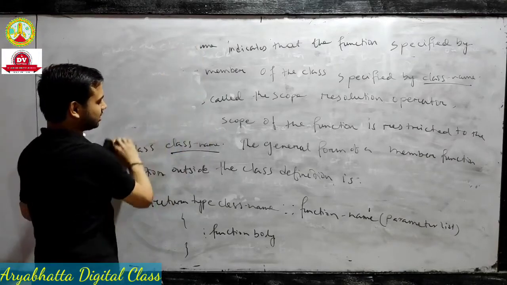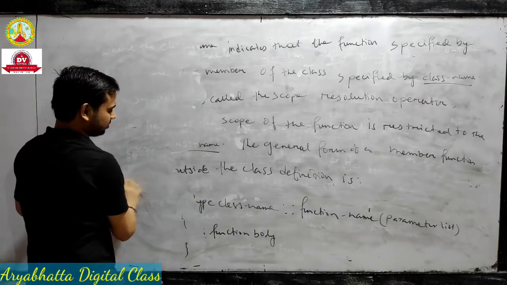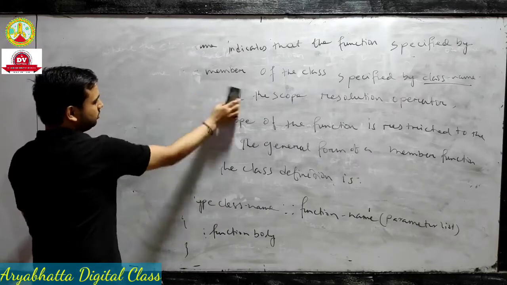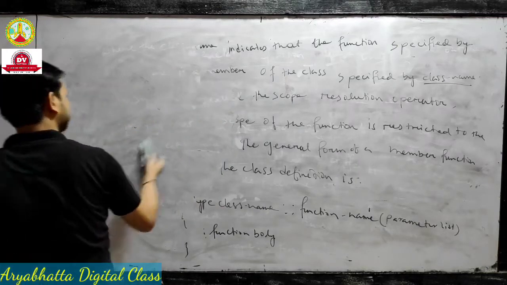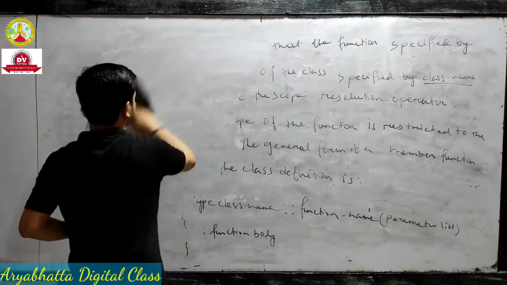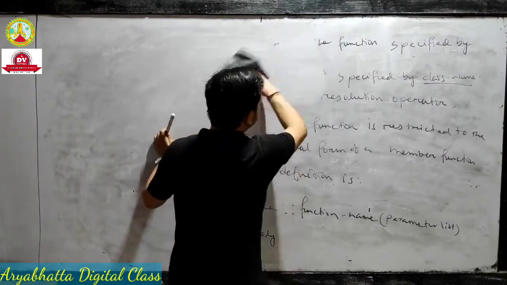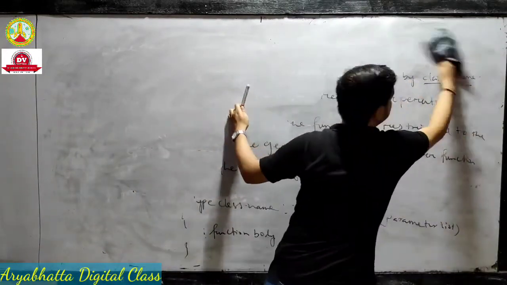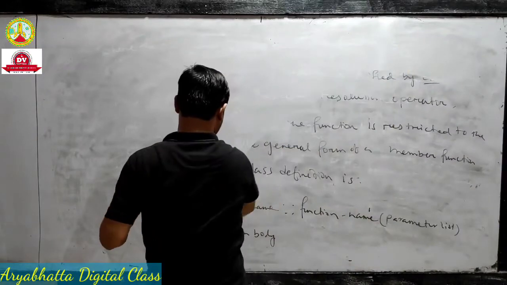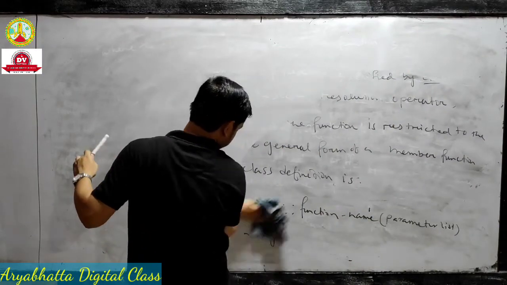This is outside the class definition. Means mainly this is for the public access. And next is inside the class definition. And you see how inside the class definition works.